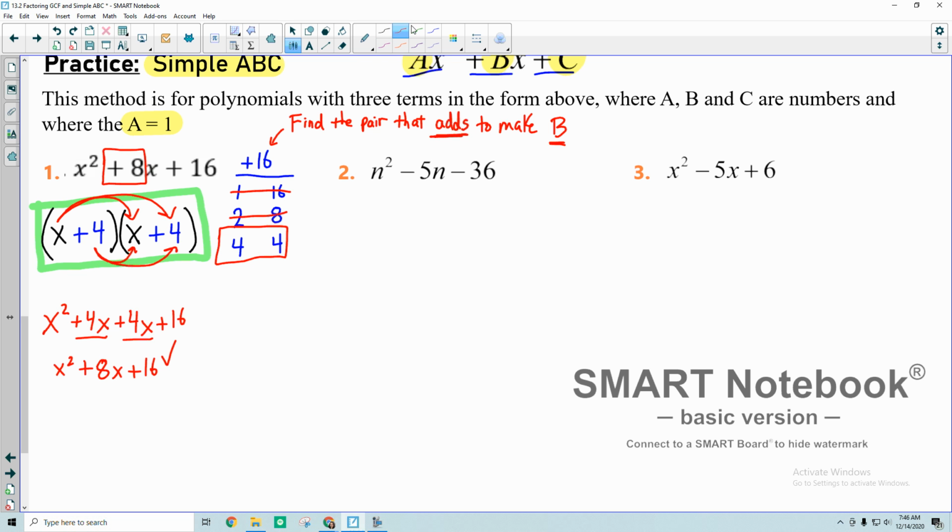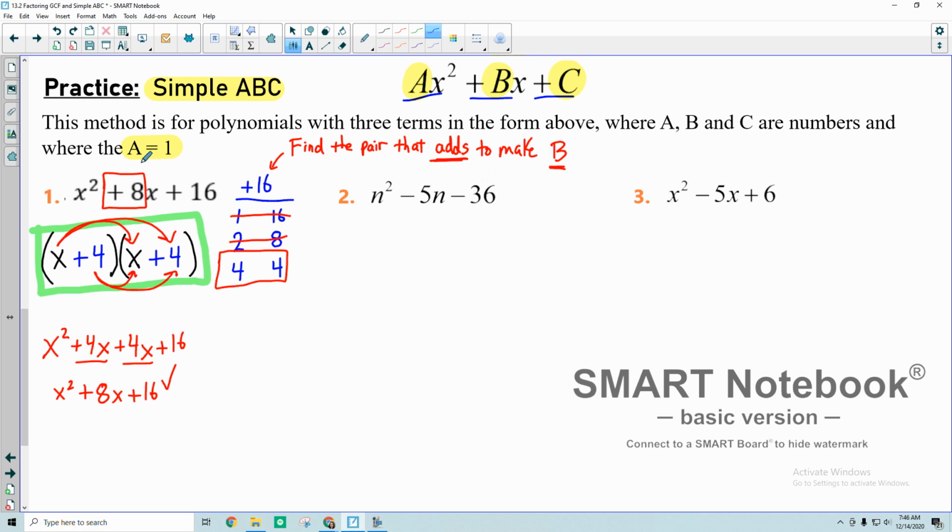Let's try another one. So this one is going to be a tiny bit trickier because now we're going to be throwing in some negatives, and we're going to have to pay close attention to the pairs that we're finding and the signs, whether they're positive or negative, when we're doing these problems now. Okay. So once again, do you remember how I started this?